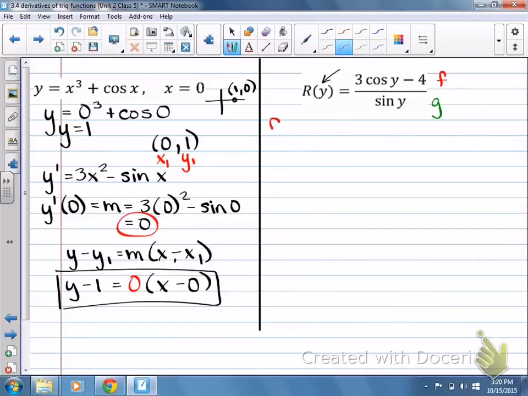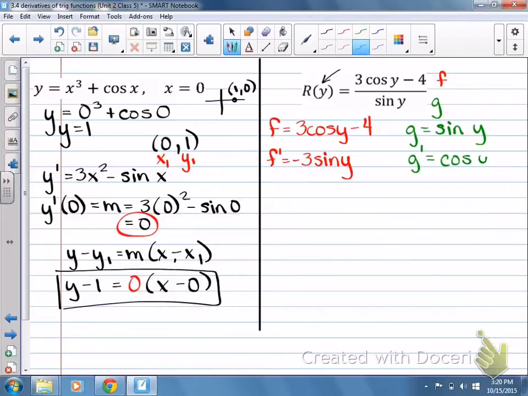So f is 3 cosine of y minus 4. So my derivative is, the derivative of cosine is negative sine. The 3 is just a coefficient in front that goes along for the ride, so it's negative 3 sine of y. The derivative of negative 4 is just 0. And then I have g equals sine of y. The derivative of sine is cosine. So g prime is cosine of y.